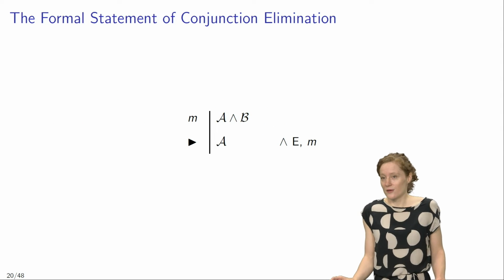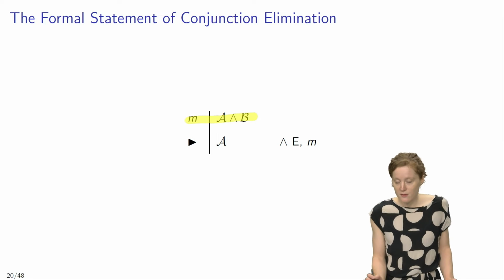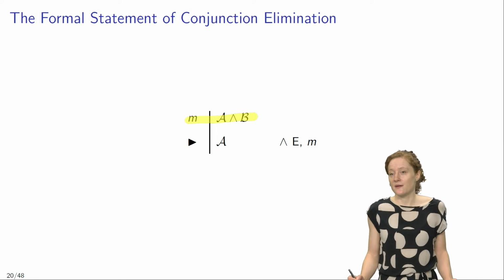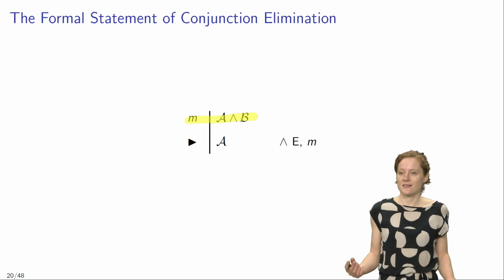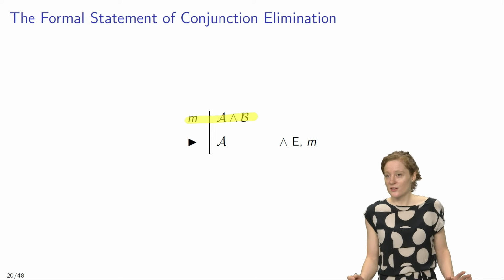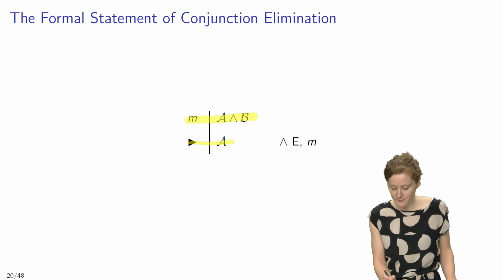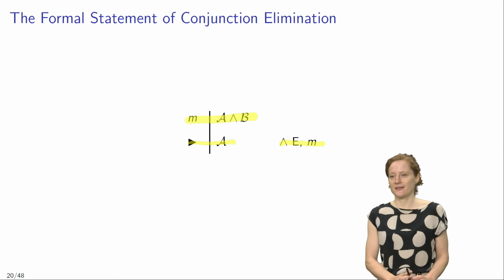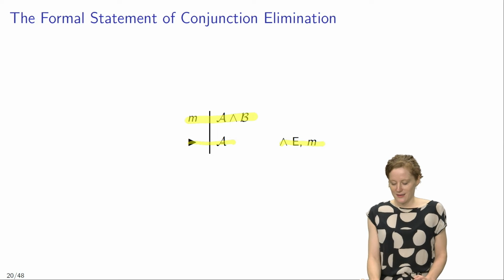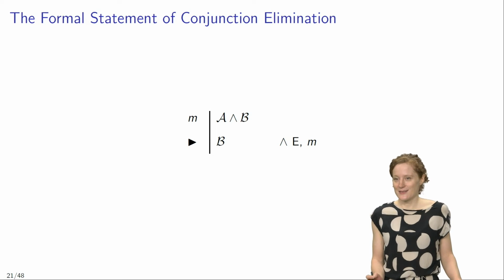Formally, the rule looks like this. Suppose that in line M of your proof, you have a conjunction of the form A and B, where the first conjunct is a sentence of the form A and the second conjunct is a sentence of the form B. The rule conjunction elimination then licenses you to infer the first conjunct A, as long as you justify this inference by citing the rule and the line to which you apply it. The rule also licenses you to infer the second conjunct B.